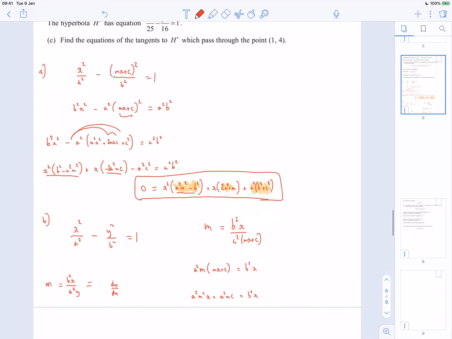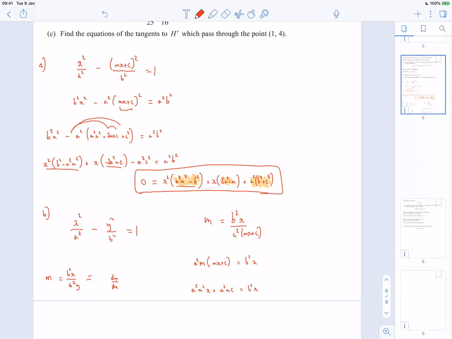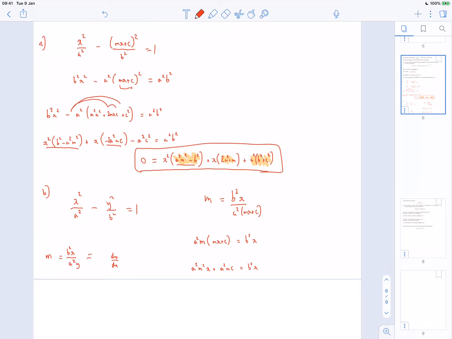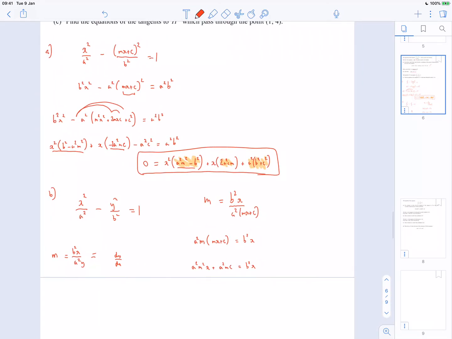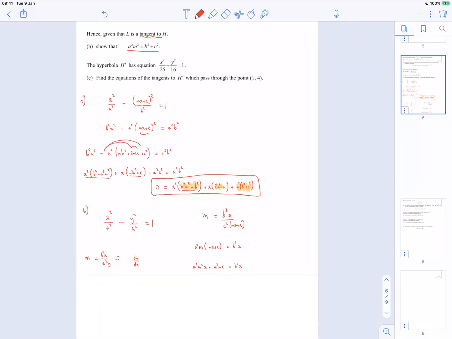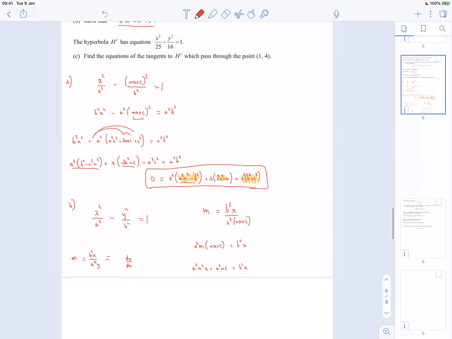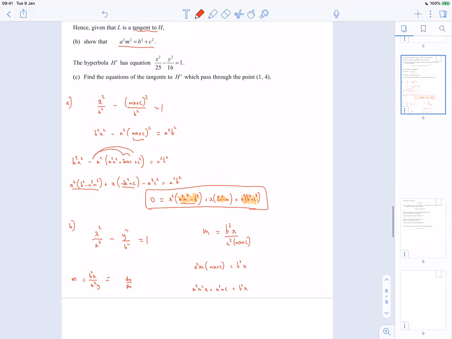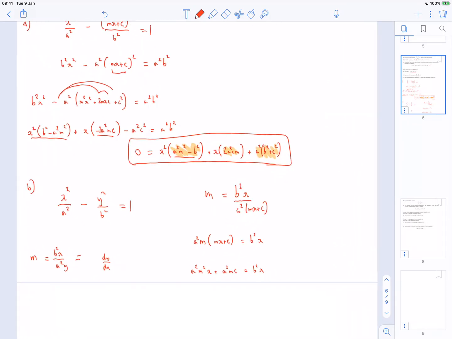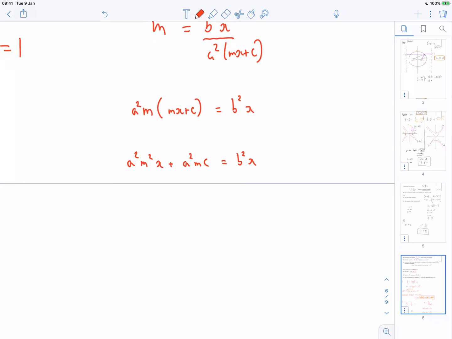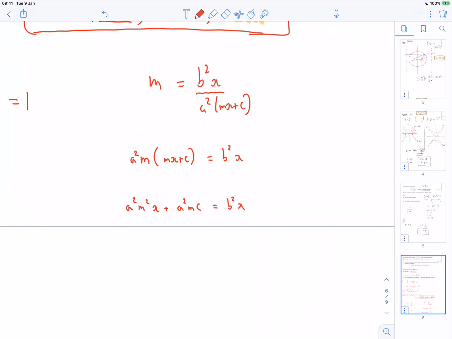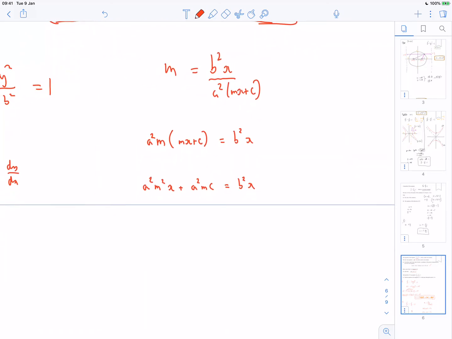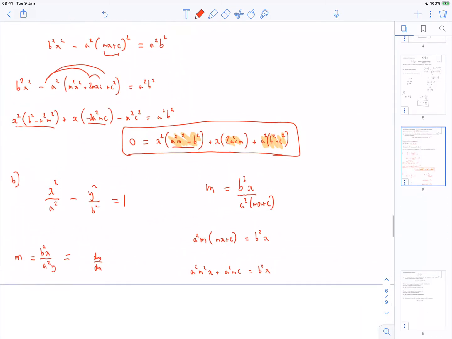L is a tangent to h. Yeah, I've got that. dy by dx is definitely that. It's 2x a squared. Well, where is the c squared going to come from in this? I don't think this is the way forward.